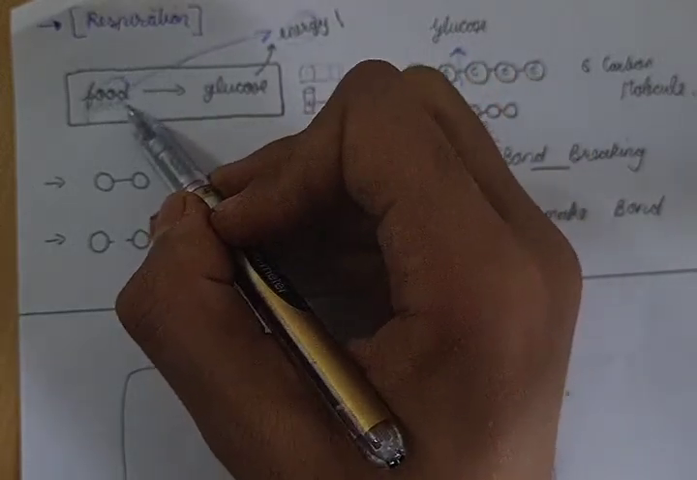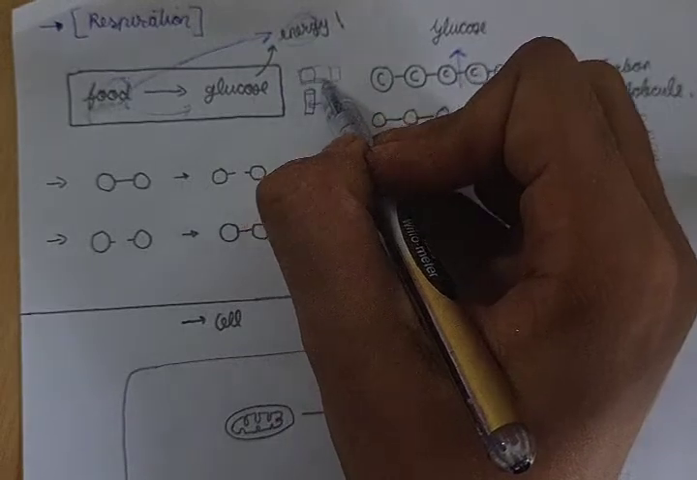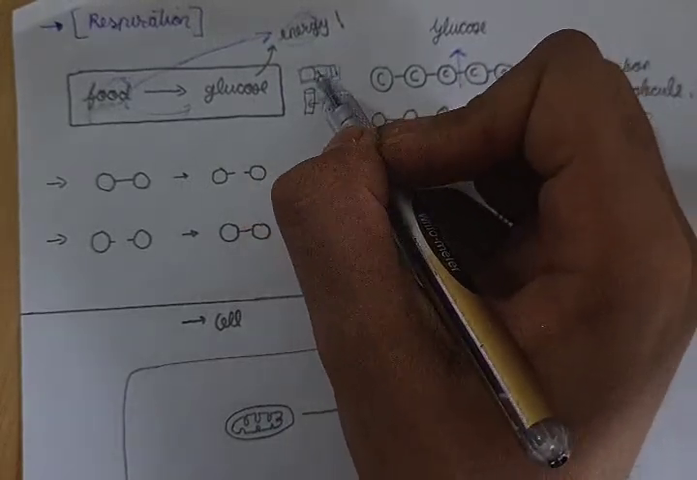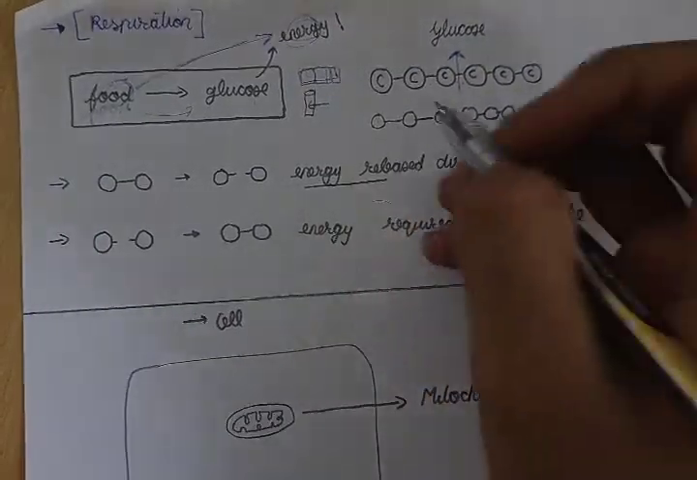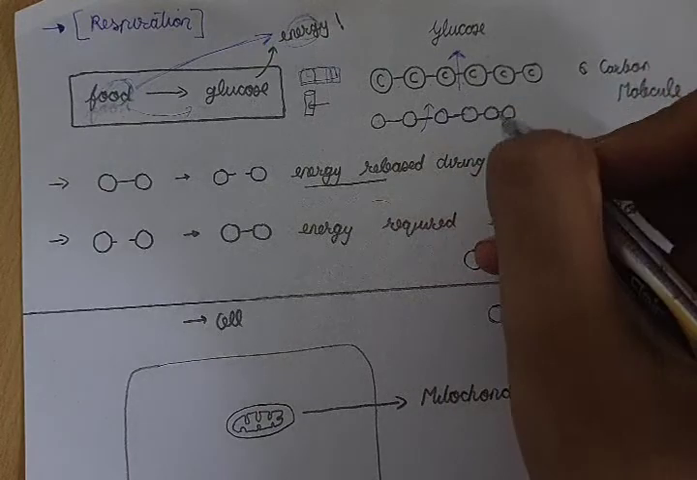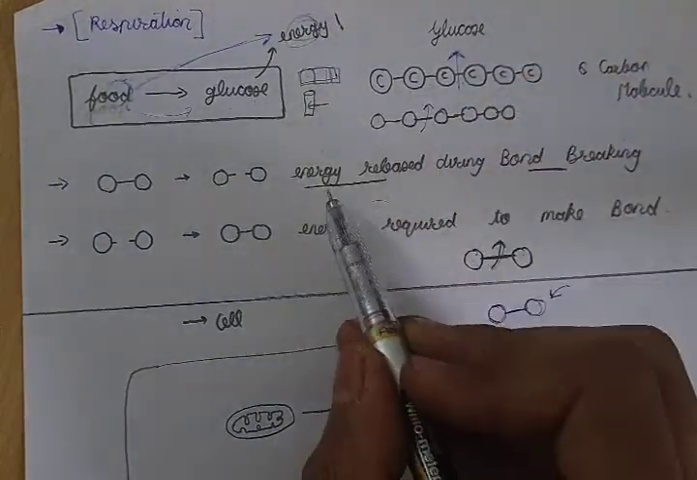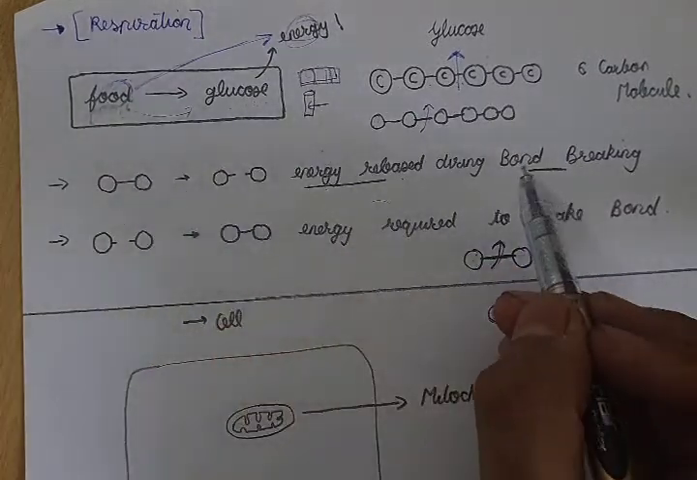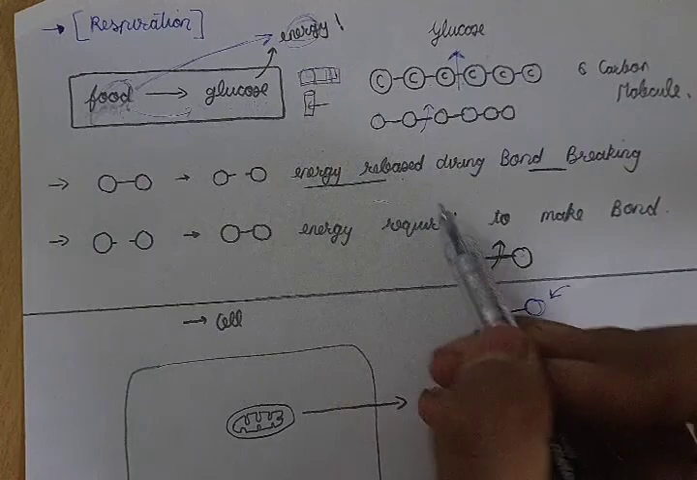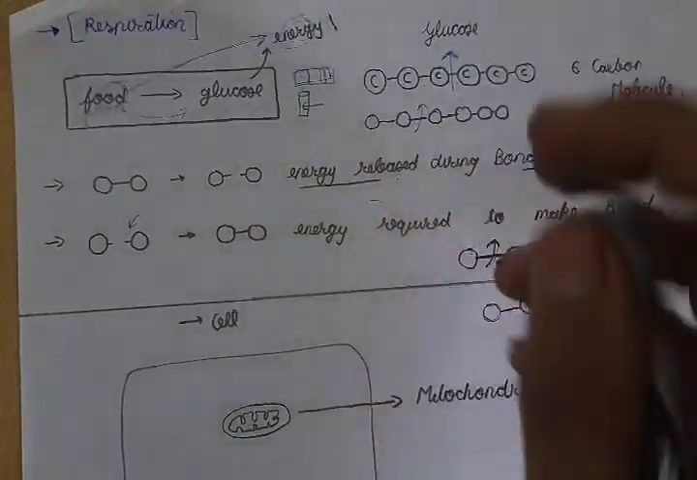From the food the glucose is taken, and the glucose goes to each and every cell. And here the glucose, we know it is a 6 carbon molecule, meaning 6 carbons joined by bonds, and when we break these bonds the energy is released. This is how we get energy. So energy is released during bond breaking, this is exothermic, and this is endothermic. Endo means energy is required to make a bond.